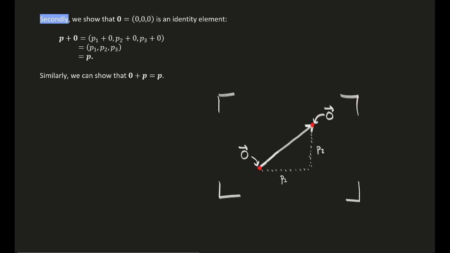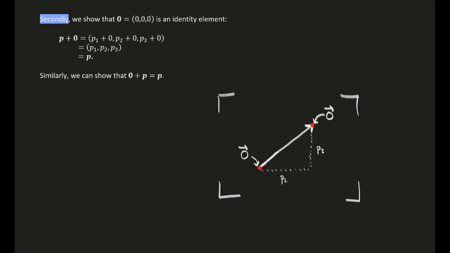Secondly, we check that R3 has an identity element, and of course that identity element will be the origin, (0, 0, 0). When we add the origin to a point P, we can write in coordinates P1 plus 0, P2 plus 0, P3 plus 0. Then, using the identity property in R, we can simply write that as P1, P2, P3, which is of course just the point P.